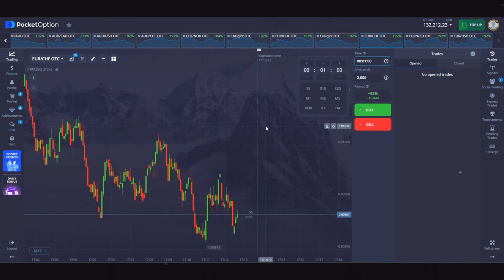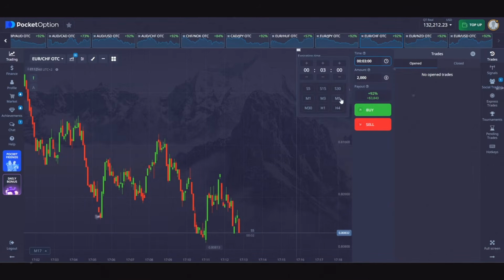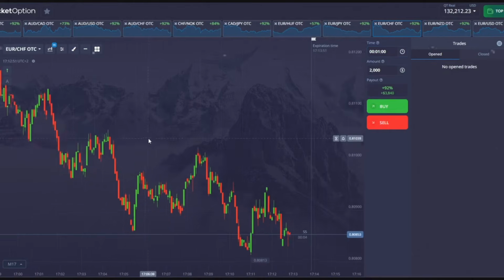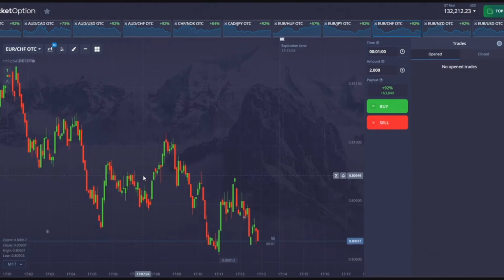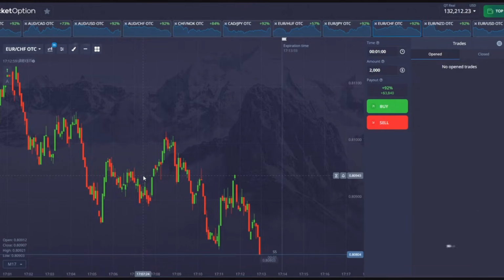Also, I recommend trading on the OTC market for 1 minute, or at most 3 minutes, when using the booster bot. Yes, it can analyze for 5 minutes too, but because of high volatility, there can sometimes be some slippage. Now let's switch the currency pair and look for the best entry point on 5 seconds.